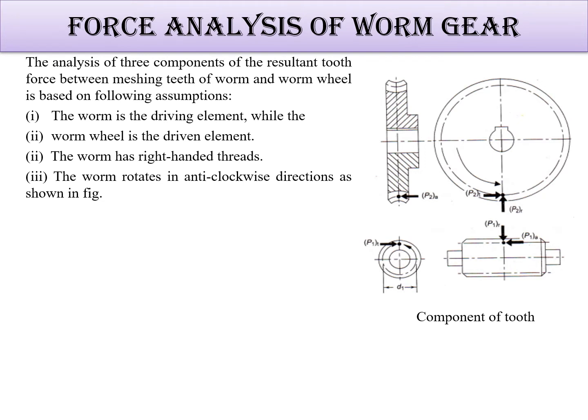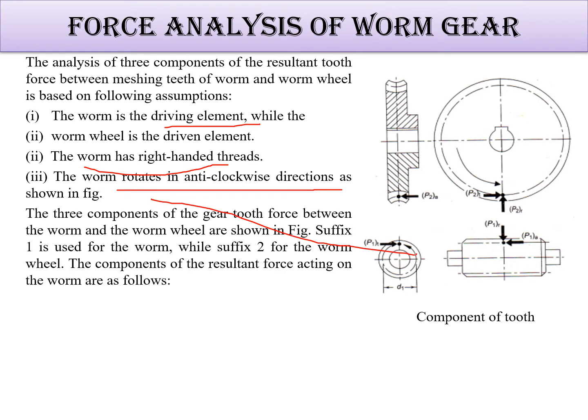The assumption taken here is that the worm is the driving element, and we can see that the worm wheel is the driven element. The power is transmitted from the worm to the wheel, and the worm has a right-handed thread. The worm rotates in an anti-clockwise direction, as shown in the figure. So the worm is rotating in the anti-clockwise direction.